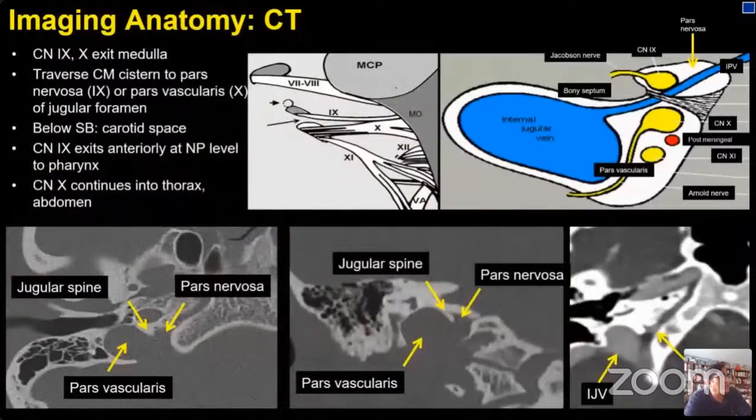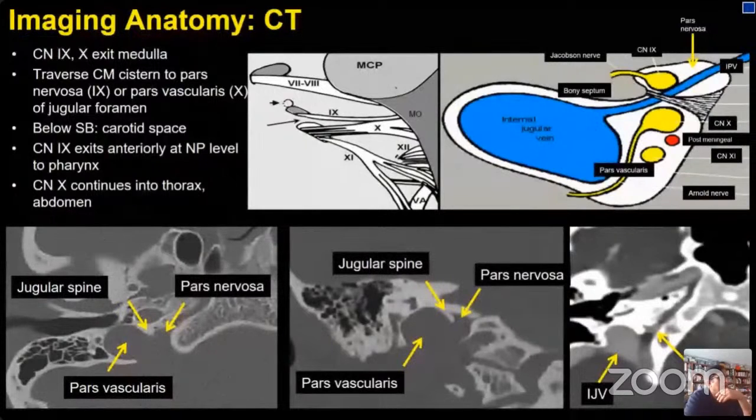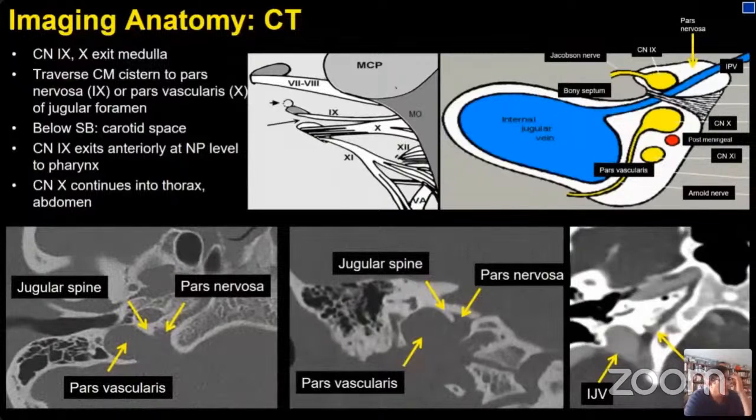And in this cartoon, you can see very well that the 9th cranial nerve resides in the pars nervosa. So the only structure of any importance which is actually in the pars nervosa, which you see here, is the 9th cranial nerve, because the jugular vein and all the other cranial nerves, which are the 10th and 11th, are within the pars vascularis.